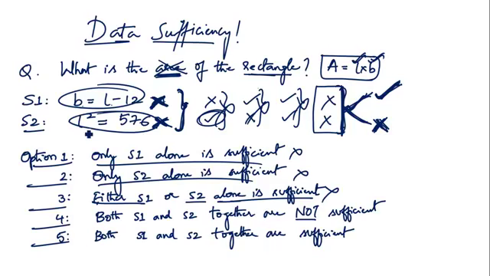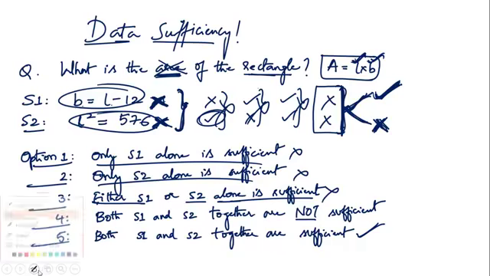Yes. Now we can solve for both L and B, we can obtain both L and B, and the moment I get both L and B, I know that area can be obtained, which means the question can be solved. So the question can be solved by the combination of both the statements. Hence my answer in this case would be option 4, right?